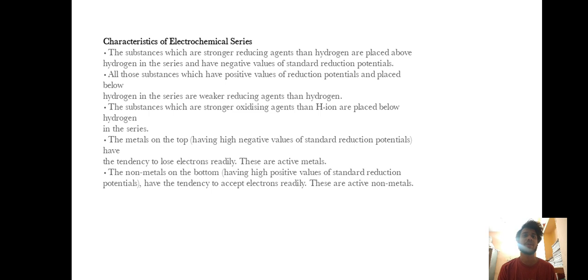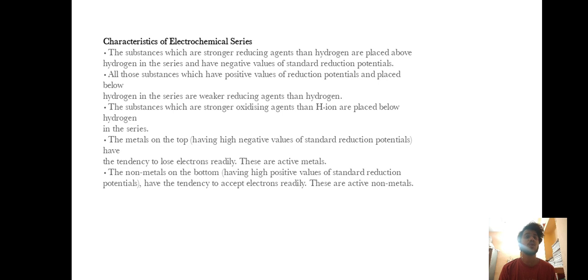Characteristics of the electrochemical series. The substances which are stronger reducing agents than hydrogen are placed above hydrogen in the series and have negative values of standard reduction potentials. All those substances which have positive values of reduction potential are placed below hydrogen in the series and are weaker reducing agents than hydrogen. The substances which are stronger oxidizing agents than H plus ions are placed below hydrogen in the series.